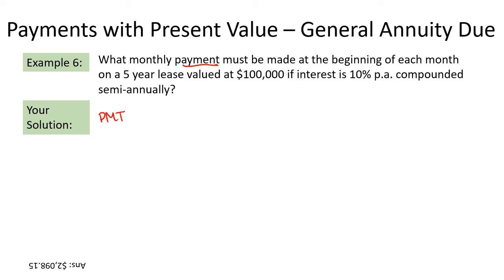So now you need to figure out what type of annuity it is. Payments are made at the beginning of each month. That makes it an annuity due. And payments are monthly. Interest is compounded semi-annually. So they're not the same. That makes it a general annuity due. The last piece of the puzzle, knowing you're finding payment, is what are you provided?